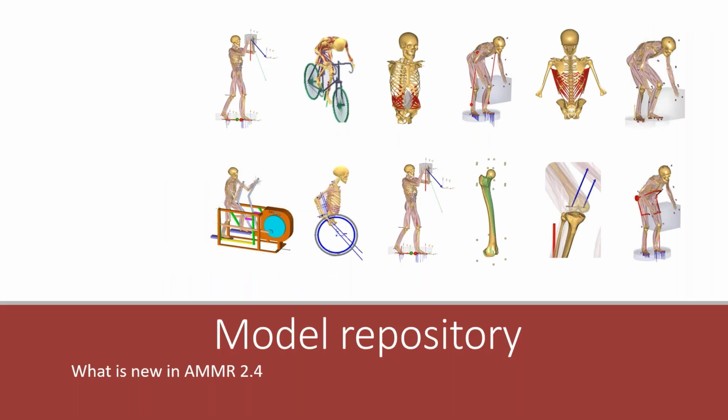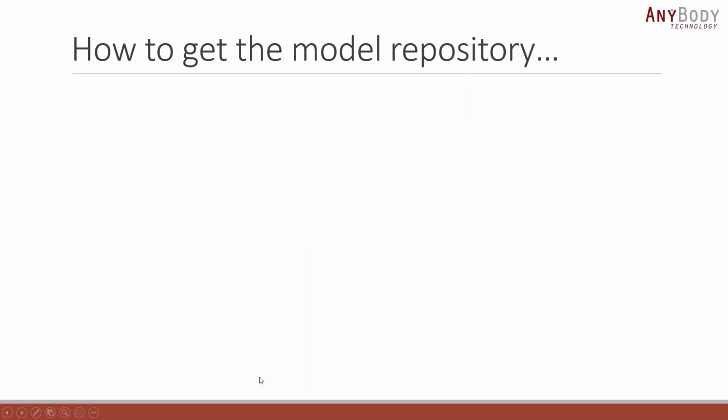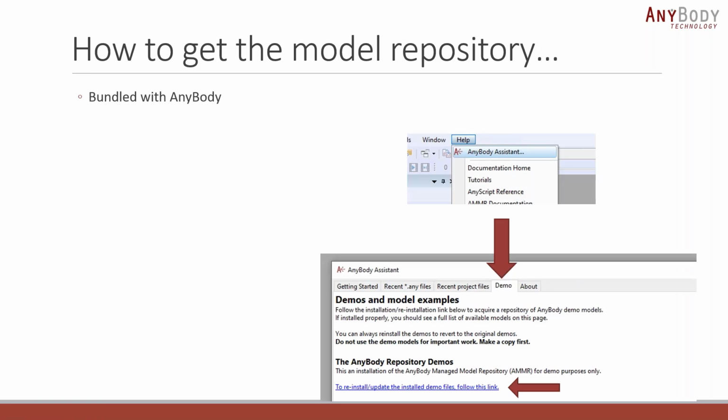The first thing I'm going to talk about today are all the new features in the model repository. The AnyBody Managed Model Repository, AMMR for short, has a version 2.4, and that comes bundled with AnyBody.